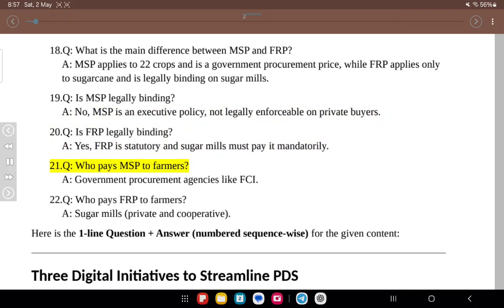21. Q. Who pays MSP to farmers? A. Government procurement agencies like FCI. 22. Q. Who pays FRP to farmers? A. Sugar mills, private and cooperative.